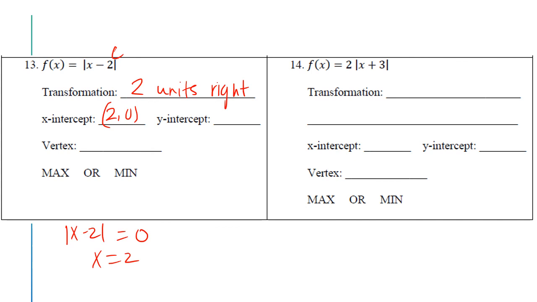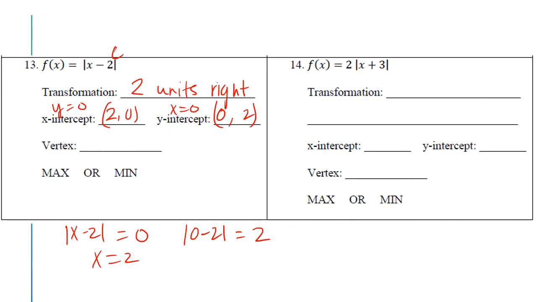Okay? Your y-intercept is saying if you let x equal 0, so y-intercept is saying x equals 0, x-intercept is saying y equals 0, right? So if you let x equal 0, where does that put you? Well, 0 minus 2 puts me where? It puts me at positive 2. 0 minus 2 is negative 2, and the absolute value of negative 2 is 2. So my y-intercept is going to be at 0, 2.